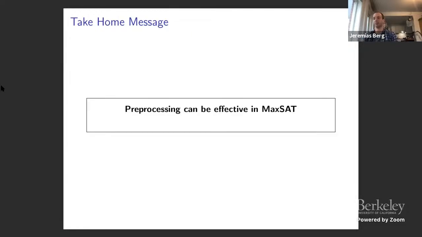So here's the take-home message from this part, and it is that preprocessing can be very effective in MaxSAT as long as you make sure that your solver supports it. With black box integration between a MaxSAT preprocessor and a MaxSAT solver, there's a very good chance that it won't be effective. But if you do some careful integration between the two, you'll often end up winning, as you do in SAT solving.